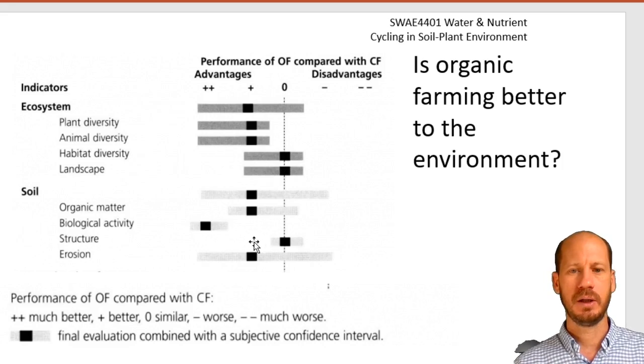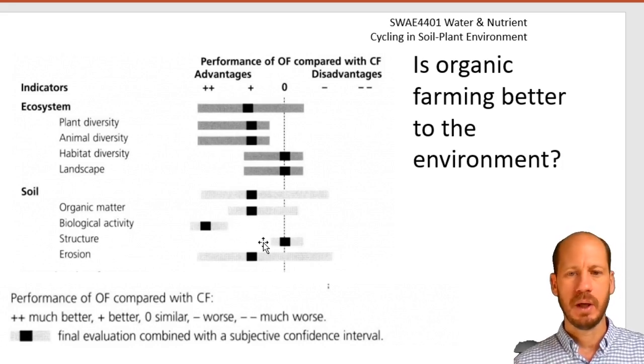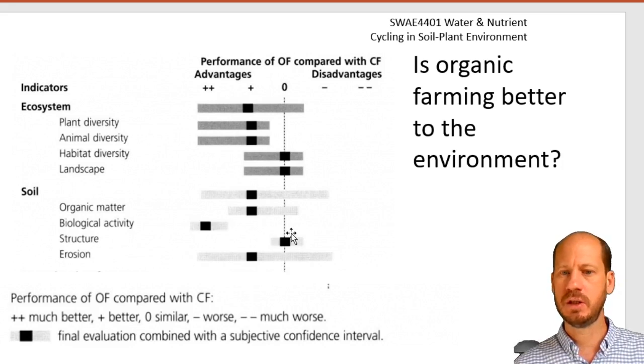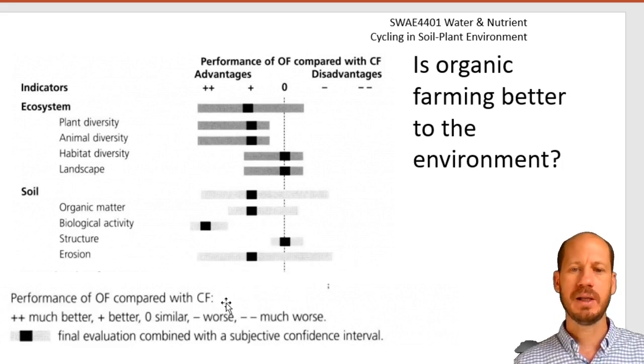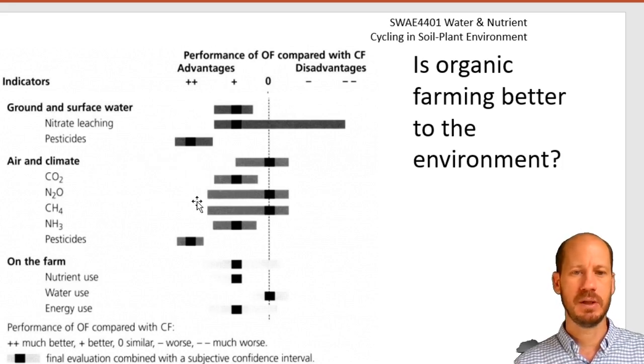For soil, you will have good advantages of organic farming because there's a huge amount of organic matter buildup, and this comes with several benefits. For example, a higher biological activity, and a better soil structure, even though on average you don't see it. You will expect that. You will have less erosion on these soils. For ground and surface waters, you will have less nitrate leaching and of course less leaching of pesticides because you do not apply pesticides on these systems.